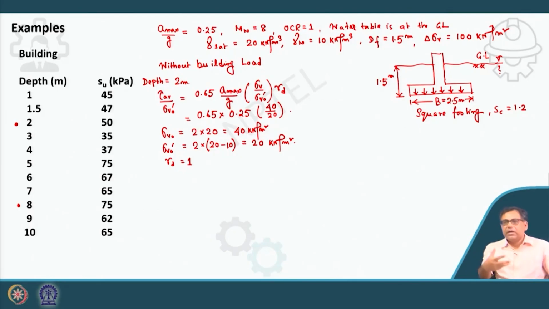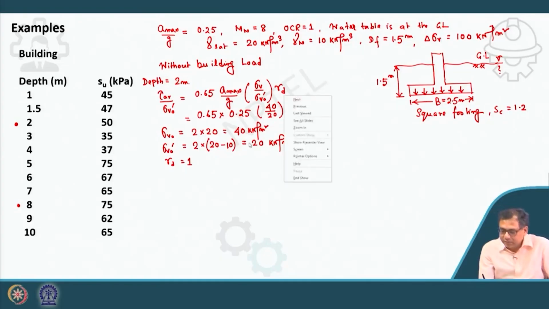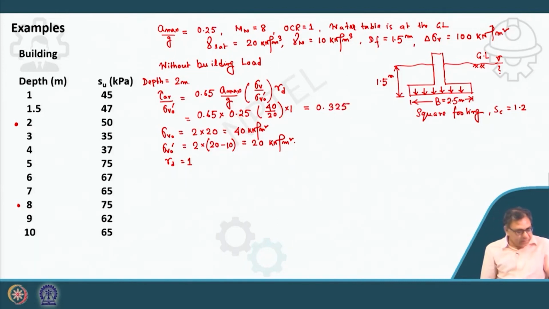But here the unit weight is the same up to this 10 meters, so that's why this ratio will be the same, because the water table is at the ground surface. So this is your 1, so that will be equal to 0.325.